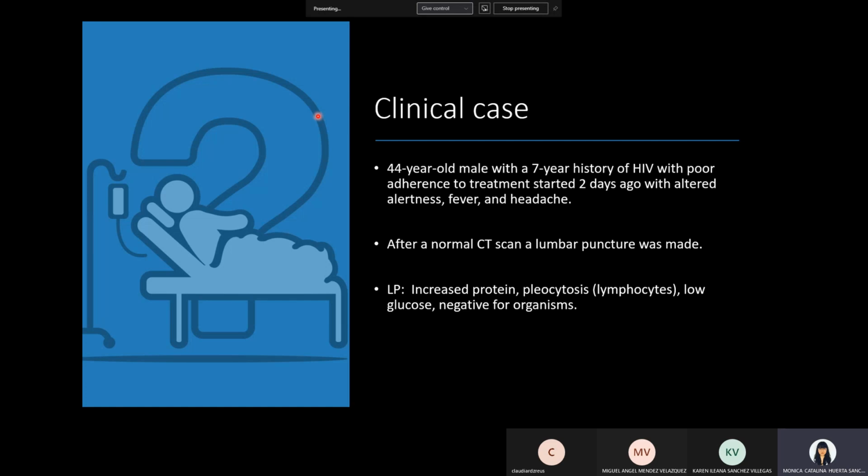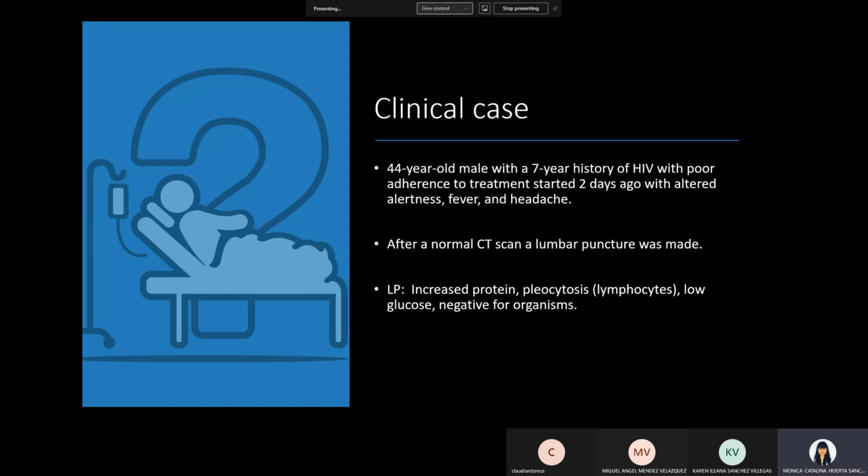At first, the clinical case consists of a 44-year-old male with a long-term history of HIV with poor adherence to the treatment. He started 2 days ago with altered alertness, fever, mild headache. So after his physical examination, a CT scan was ordered, and it turned out to be normal. Therefore, a lumbar puncture was made, and the results were the following.